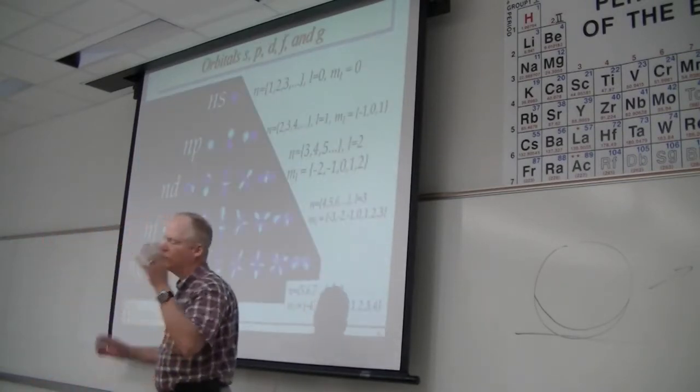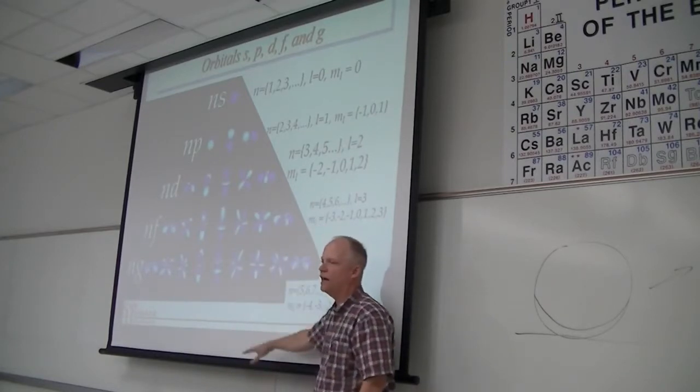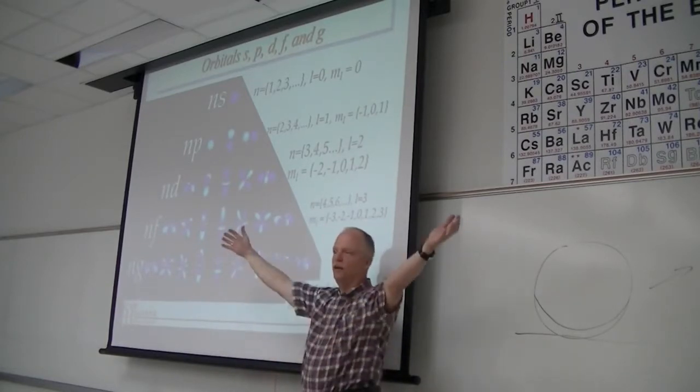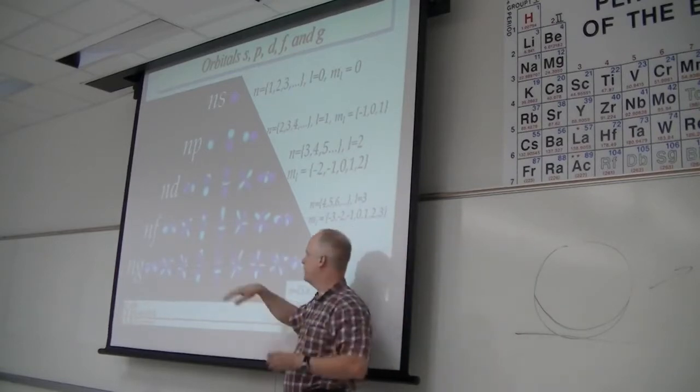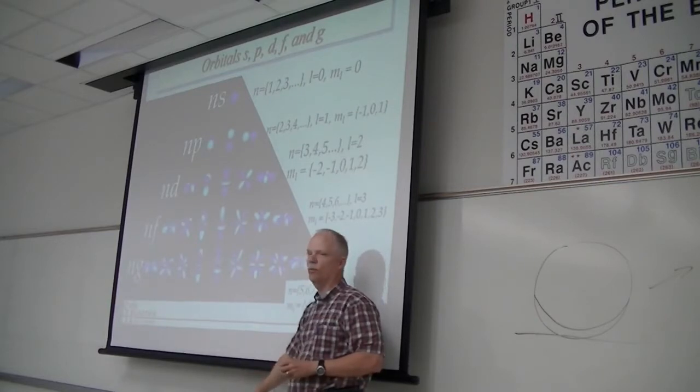Here are the f orbitals. I'm not going to go through all of them. But here's f orbitals, and then we have g orbitals, h, i, j. It just keeps going. Now, what do you think it does as we get all the way up to something ridiculous like the j orbital?